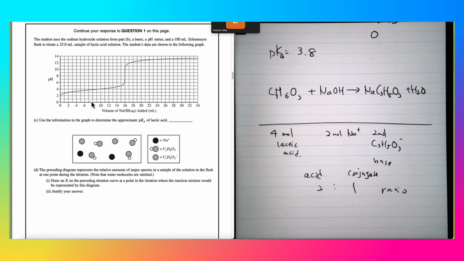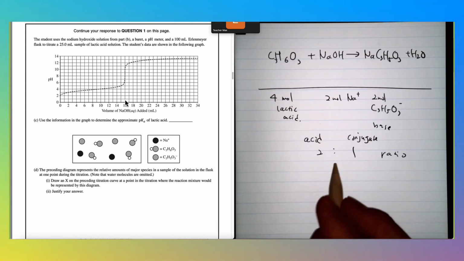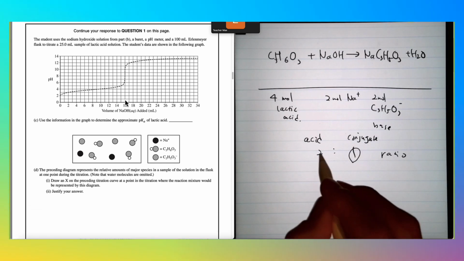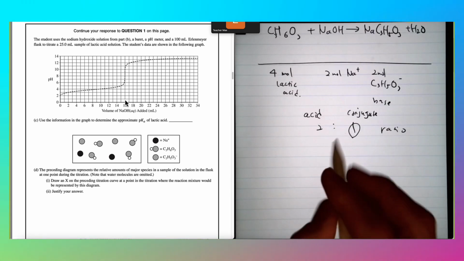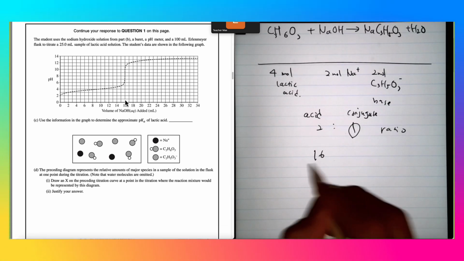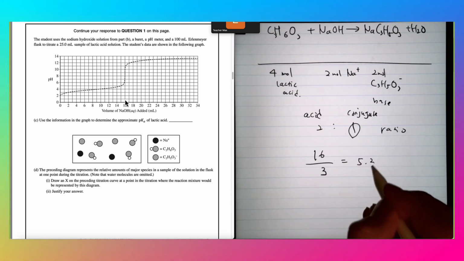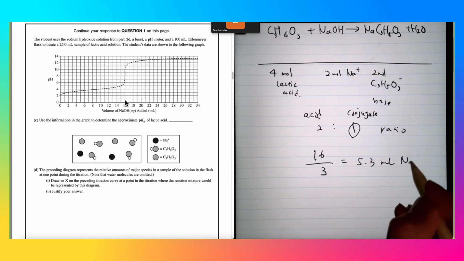Okay. So one way is that if you know that to run out an entire 16 milliliters of strong base, and you got only 1/3 done, in other words, you start with all the acid and you only convert 1 out of 3, you can do the ratio that 16/3 is going to give you about 5.3 milliliters of sodium hydroxide.